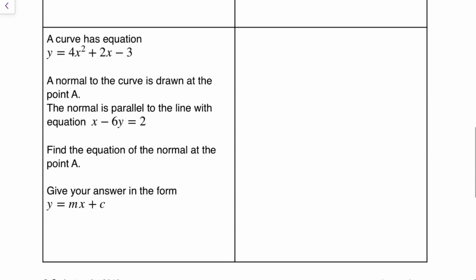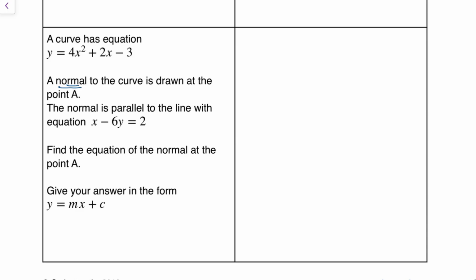Next and final question today. Okay, this looks like it's got quite a lot to it, so let's do this one carefully. A curve has an equation. The normal to the curve, so normal is obviously the negative reciprocal of the tangent, is parallel to the line with this equation. Find the equation of the normal at the point A.